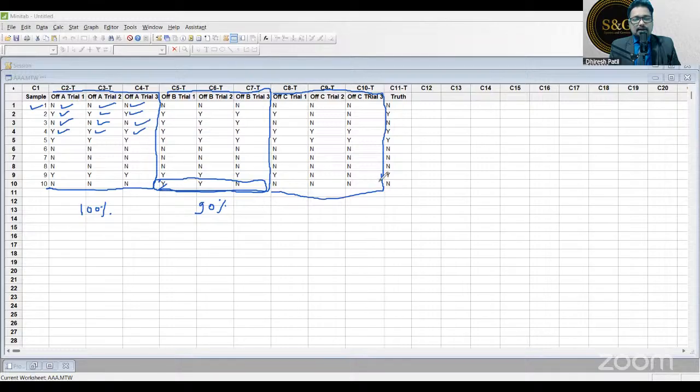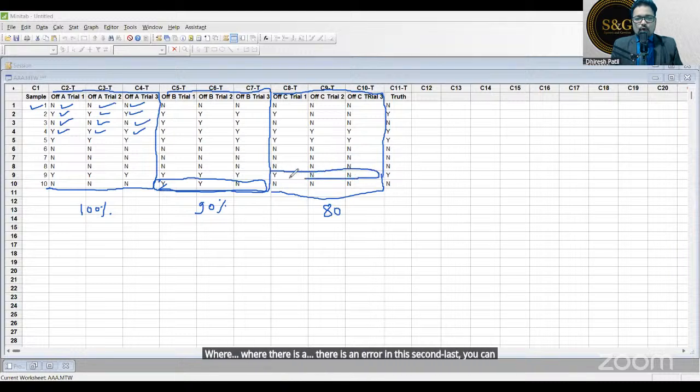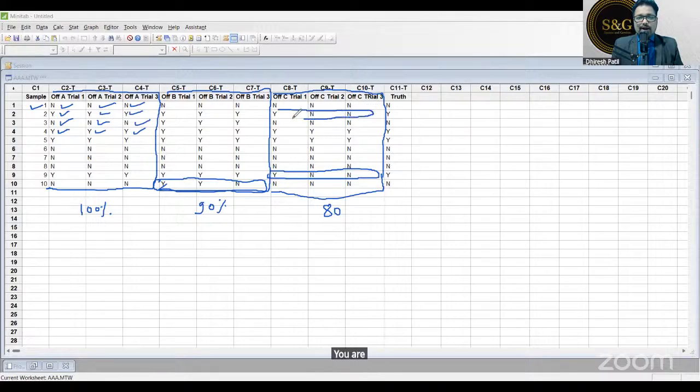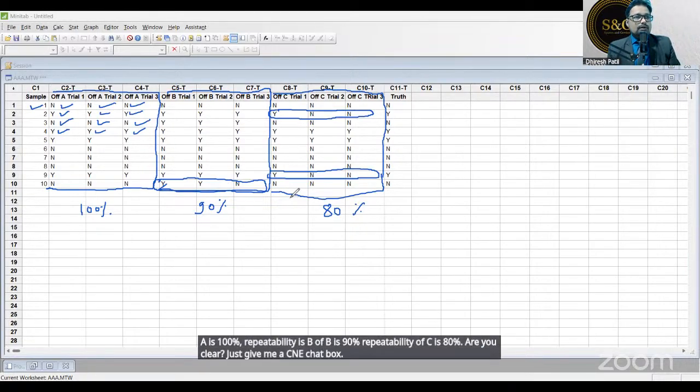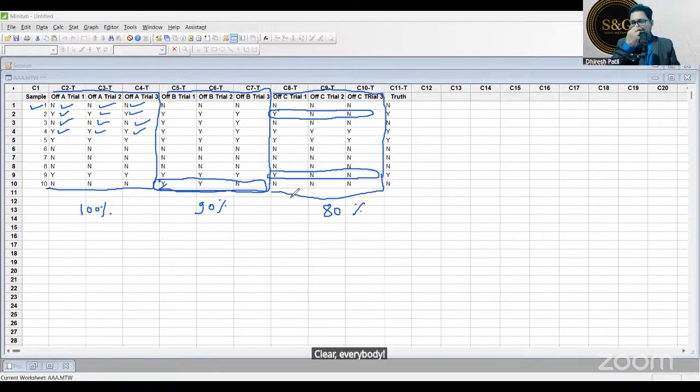Officer C is 80%. There is an error in the second last, where you can see yes, no, no, and in the second one you are saying yes, no, and no. Rest of them are all consistent. So repeatability of A is 100%, repeatability of B is 90%, repeatability of C is 80%. Are you clear? Just give me yes in the chat box. Understood the manual calculation of repeatability? This is how you can calculate repeatability as well.